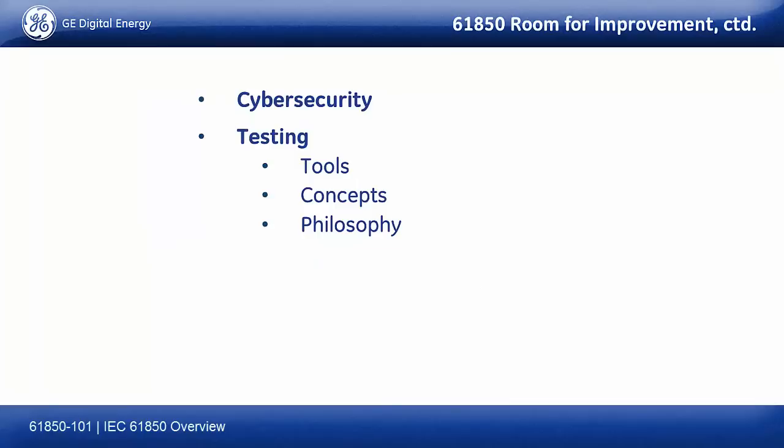Cybersecurity is an issue for 61850 because it was never addressed in the standard. We did this 15 years ago in the early days of network communications, how great it was, and we ignored that there are people that always want to do malicious things for their own reasons, right? And cybersecurity needs to be addressed. And then testing. The whole issue of testing in 61850: the second edition of parts of the standard addresses testing, but the testing tools are still issues. And it's the whole concepts and philosophy about how we do testing.